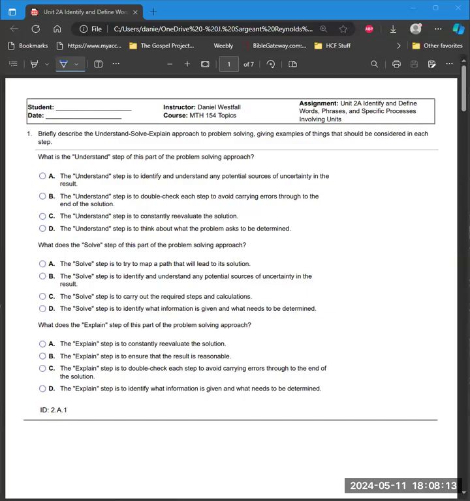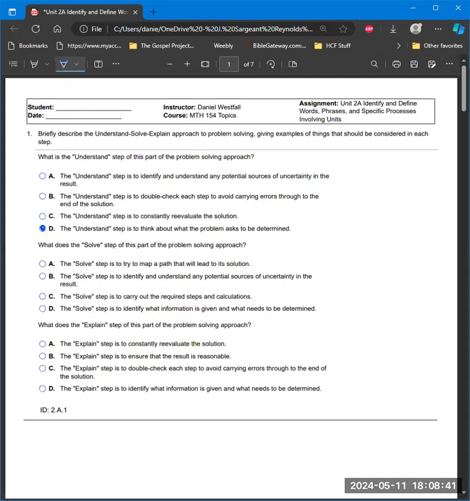In this video, we're going to identify and define words, phrases, and specific processes involving units from Unit 2A. So briefly describe the understand, solve, explain approach to problem solving, giving examples of things that should be considered in each step. So what is the understand step of the problem solving approach? The understand step is to think about what the problem asks to be determined.